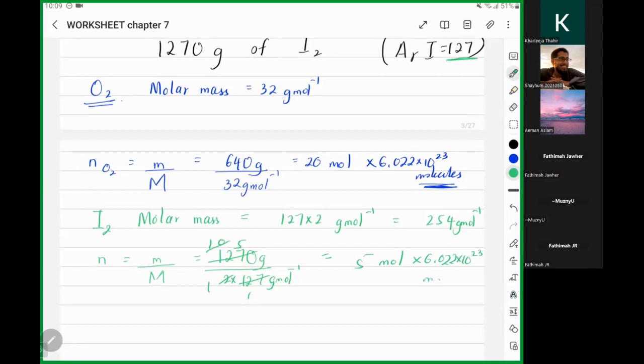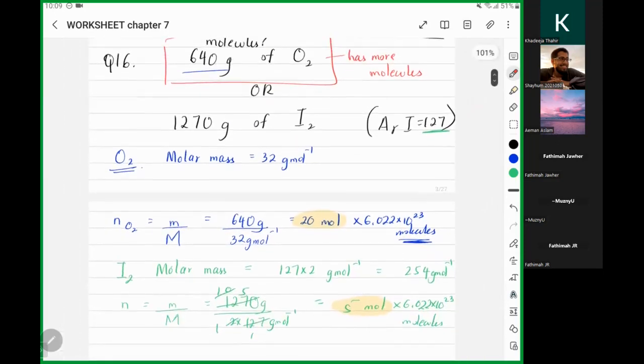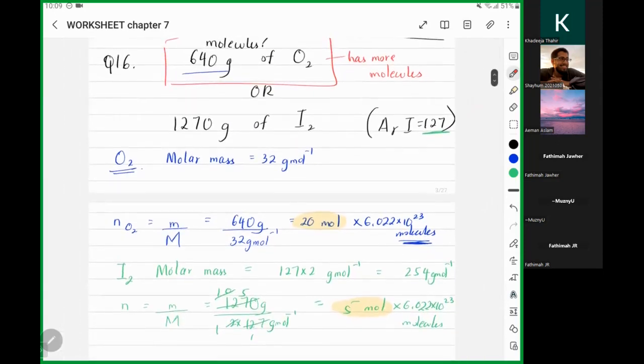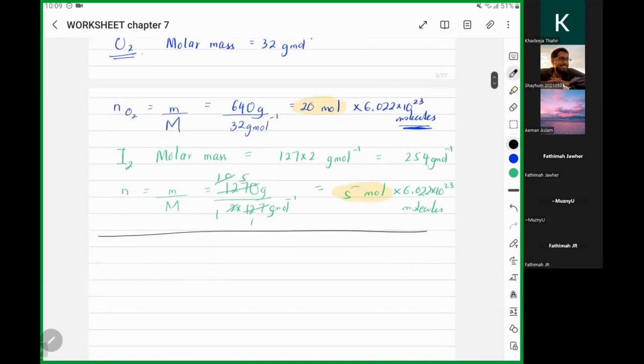So molecules. So if you compare the mole here and the mole here, the larger one is what? Which one is greater? How many molecules more? Oxygen has more molecules, no? Got it? Yes or no? Got it. Yes, miss.